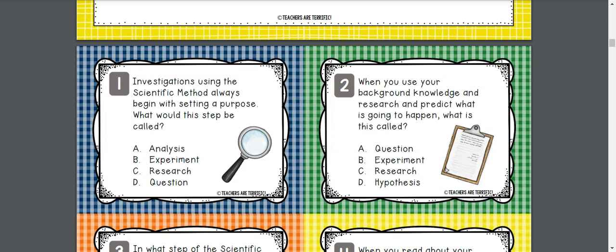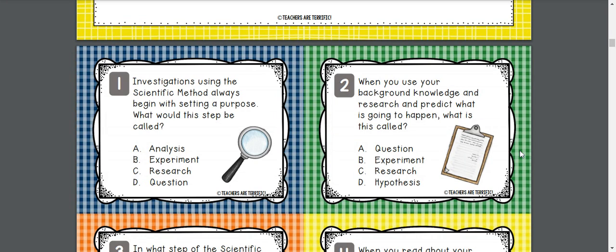Investigations using the scientific method always begin with setting a purpose. What would this step be called? Would we call that analyzing, doing the experiment, researching, or making or forming a question? So, what does the scientific method start with? And the answer is D as in dog. It starts with forming a question. So if you got it right, awesome. If you got it wrong, use your finger to indicate that you missed it.